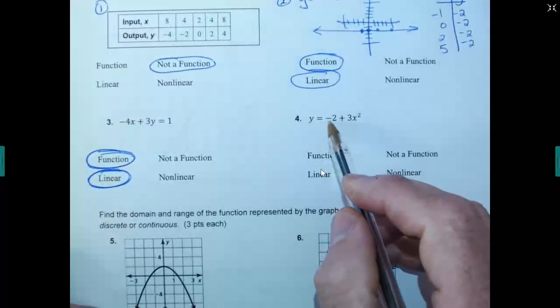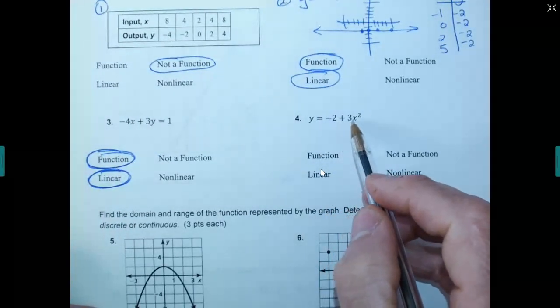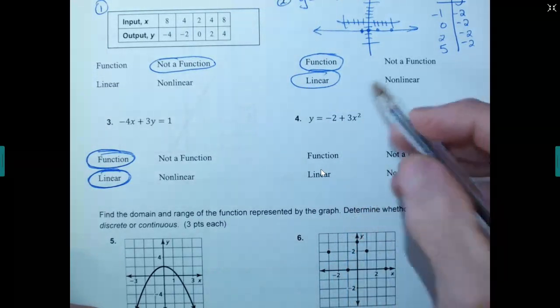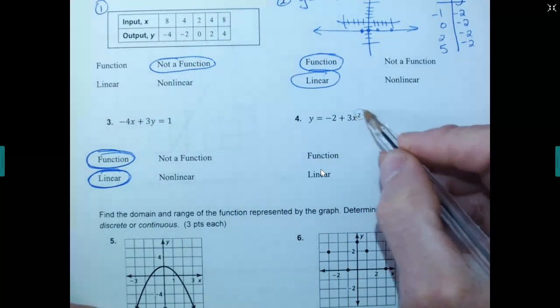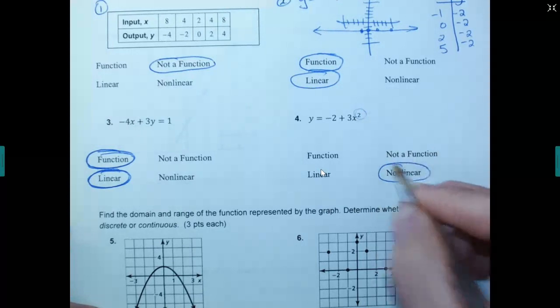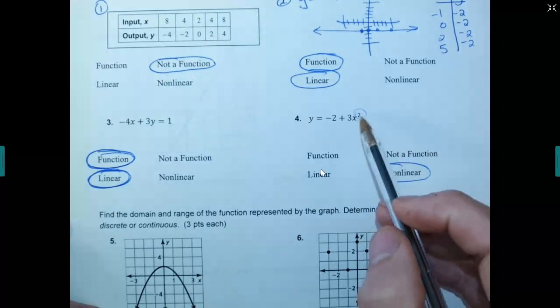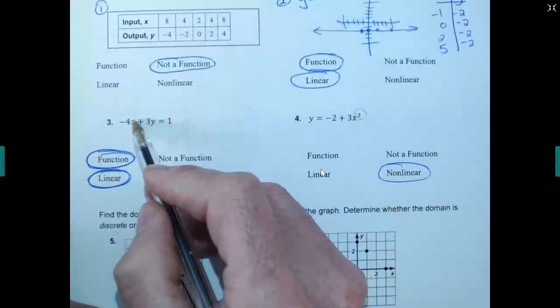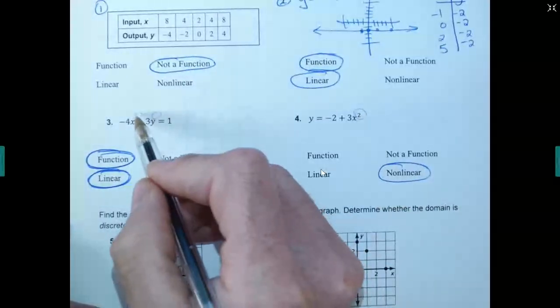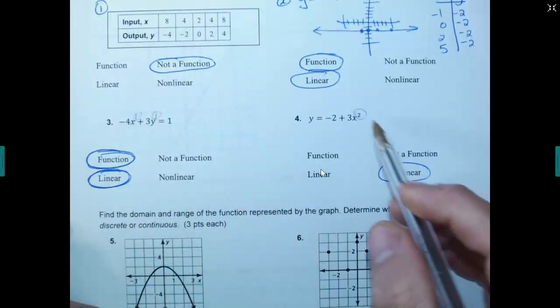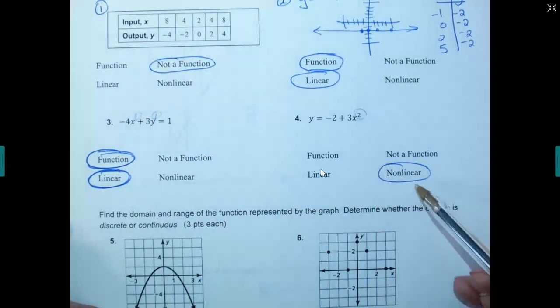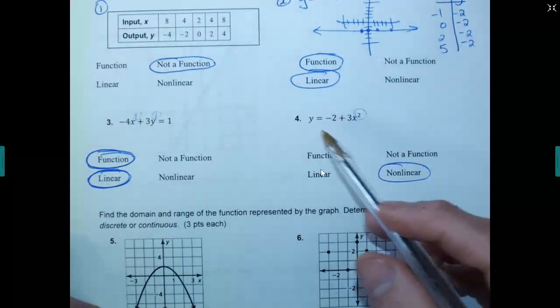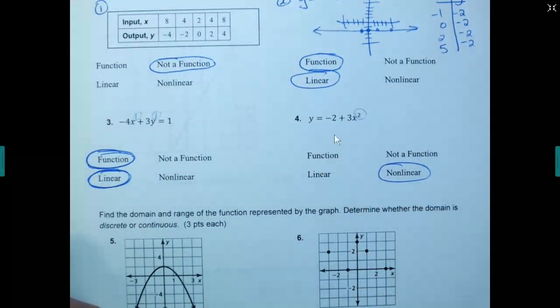We have y equals negative 2 plus 3x squared. Well, I can tell you right there that it's not linear because it has a 2. This one I could tell is linear because both my exponents are 1. This one I have an exponent of 2, so it's nonlinear. Now, is this a function or is it not a function? Well, let's check. Negative 2 plus 3x squared.